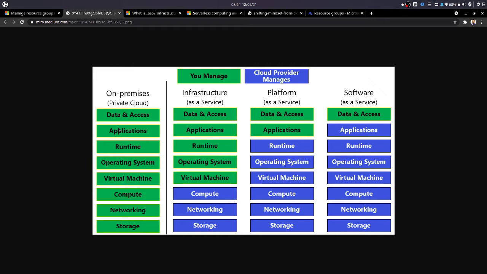Okay, so now let us go into the public cloud sphere, and let us see the different types of services. The first is infrastructure as a service, where the cloud provider manages the compute, the networking and the storage, but you need to manage the VM, the operating system, runtime, application, data and access.